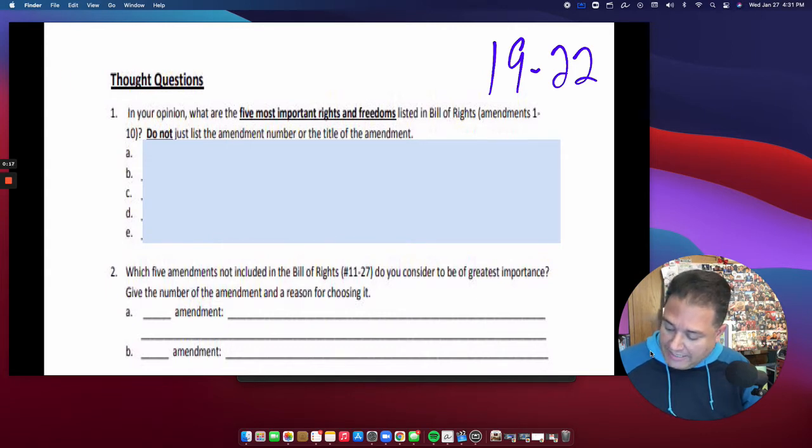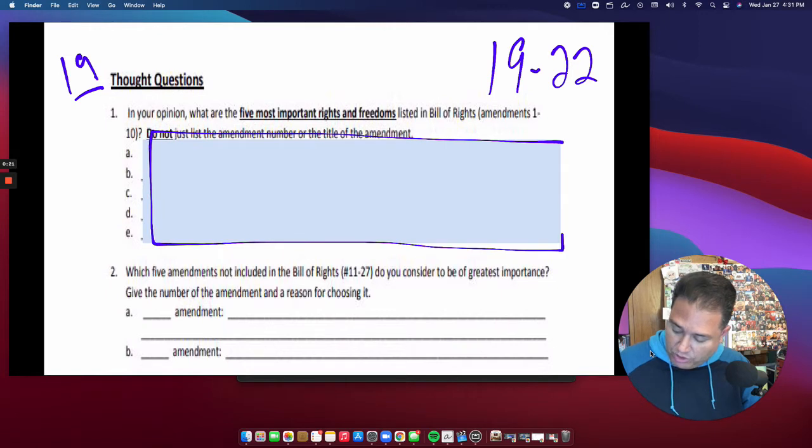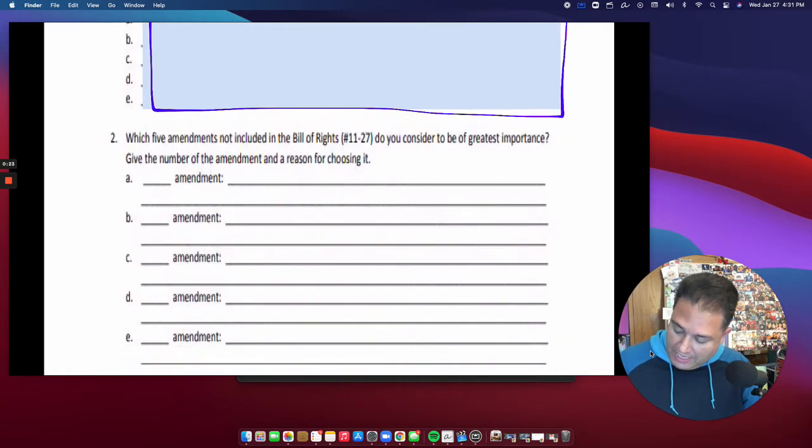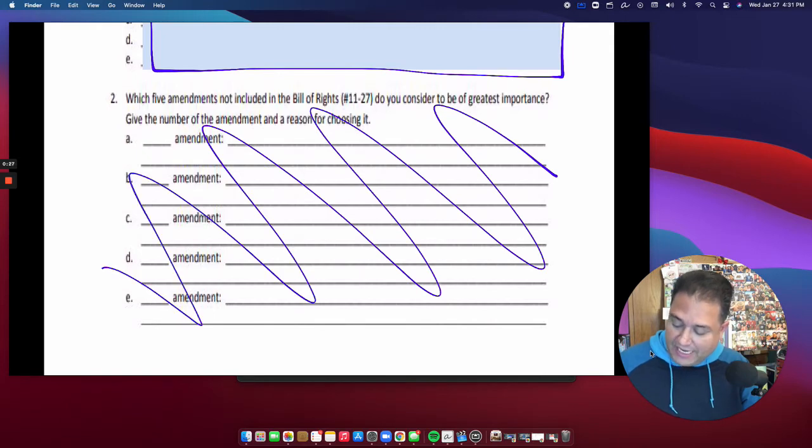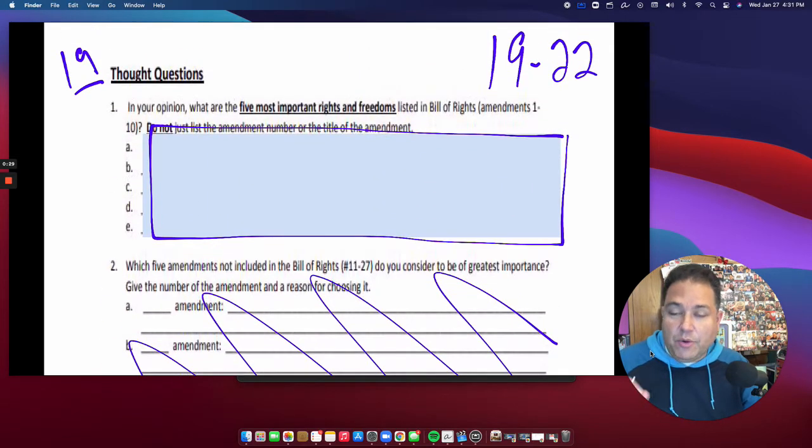So this is page 19 right here, and on page 19, I want you to answer this portion right here. You do not need to worry about question 2. Just for the sake of time, I'm going to try to make your life easier. I want you to focus specifically on rights and freedoms in the Bill of Rights.